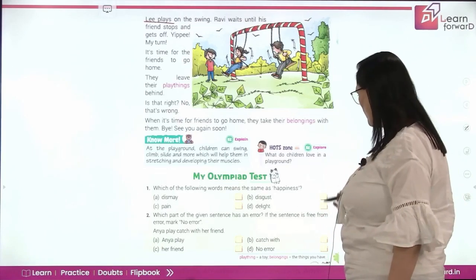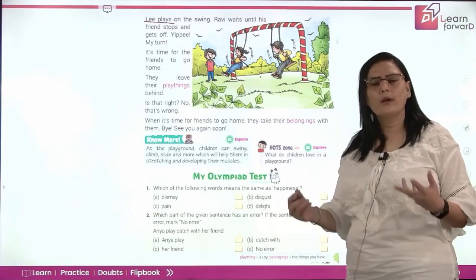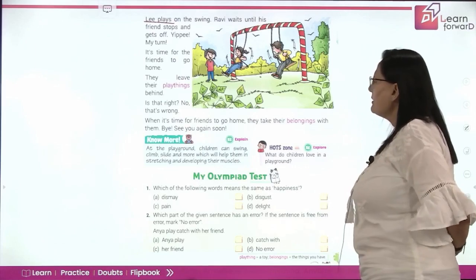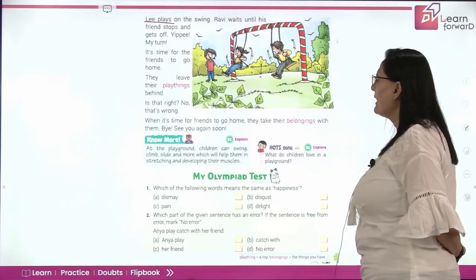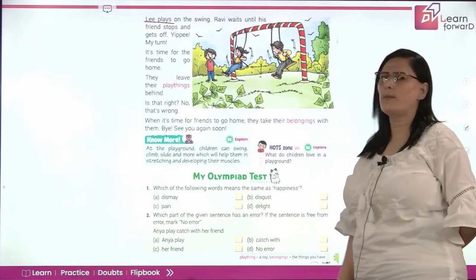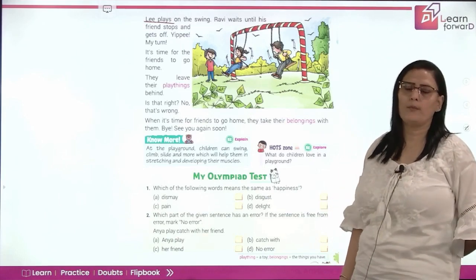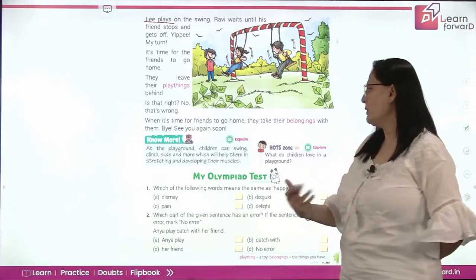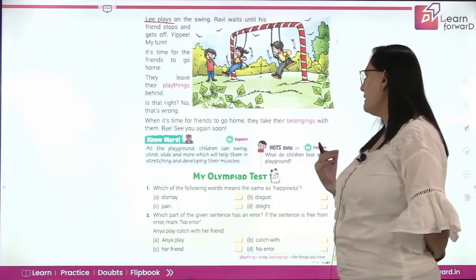Playthings, they are the toys or anything with which you play. Is that right? No, that's wrong. When it's time for friends to go home, they take their belongings with them. So whenever you're going back home, whatever you were carrying should go back home along with you. Bye. See you again soon.